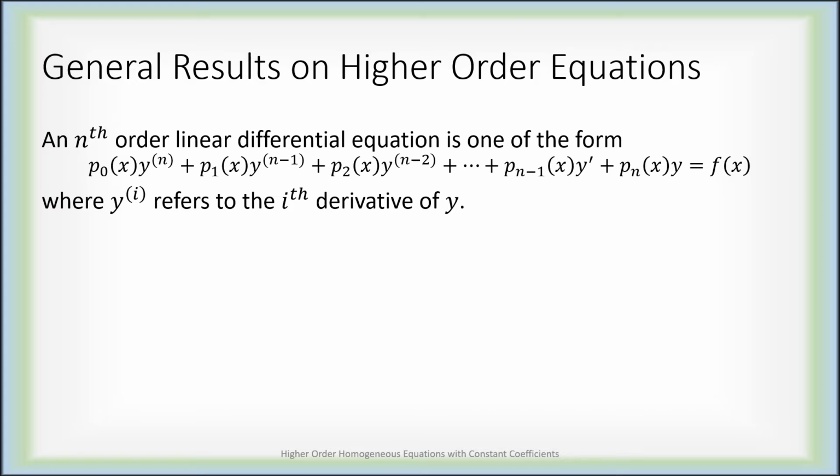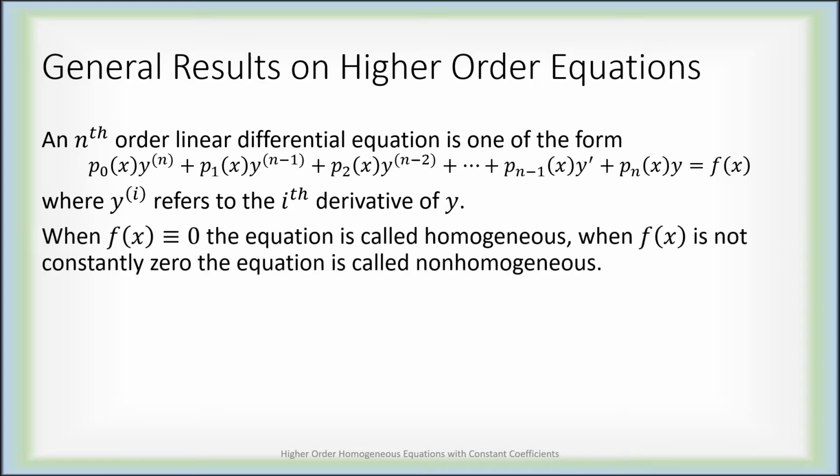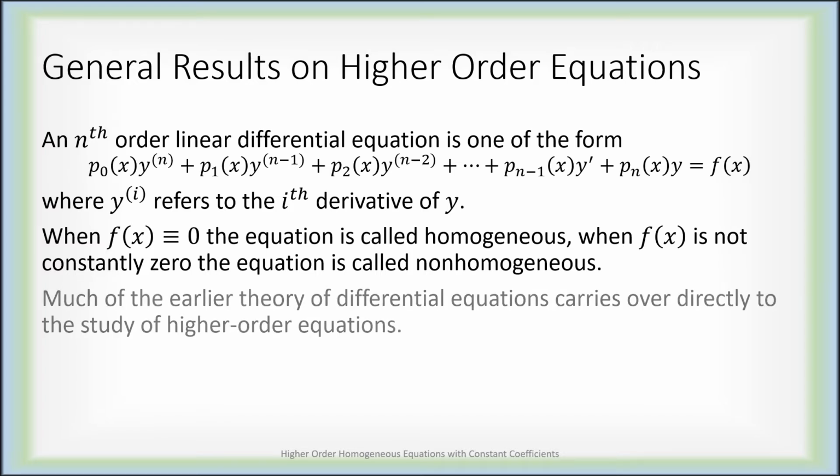Now our coefficients p0 of x, p1 of x, those are just functions of x, and f of x on the right is still called the forcing function. When that forcing function is constantly zero, as expected, we call the differential equation homogeneous. When the forcing function is not constantly zero, it's called non-homogeneous. This is just as we've done in the past.